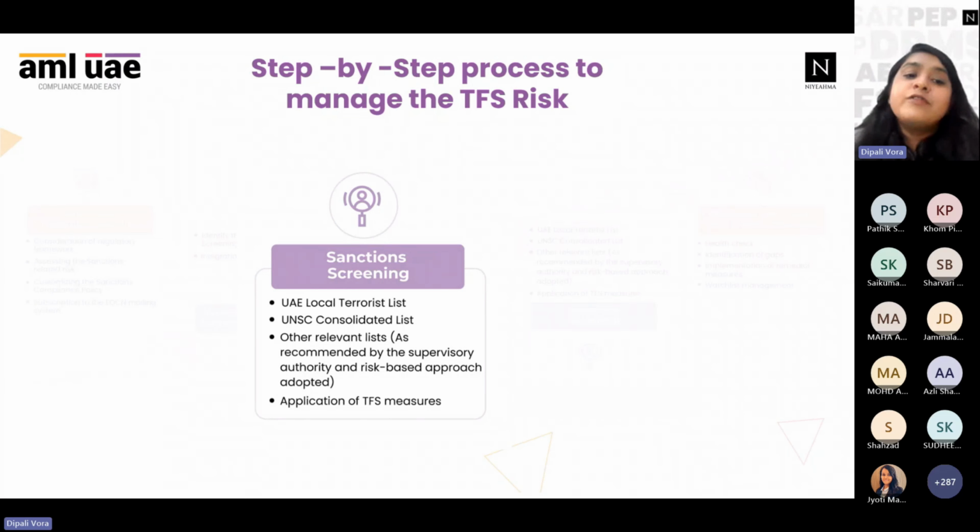Also, some companies can voluntarily screen against other sanction lists because their business is different, the clientele is different, the clientele might be coming from a specific region. So that compliance is also suggested. And whenever you come across any matches, the required TFS compliances, that is filing a fund freeze report or partial name match report, as the case may be, should be completed.